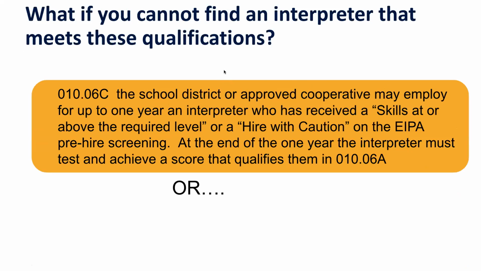Can't find a 4.0. I didn't have a 3.5 when everything started. I can start over with someone new, and we always start them at a pre-hire qualification screen. So this is done through the EIPA pre-hire test. If a person comes in and takes that test and they receive a skills are where they need to be, or a hire with caution, they may be employed for up to 1 school year as an interpreter that is reimbursable in your school district.